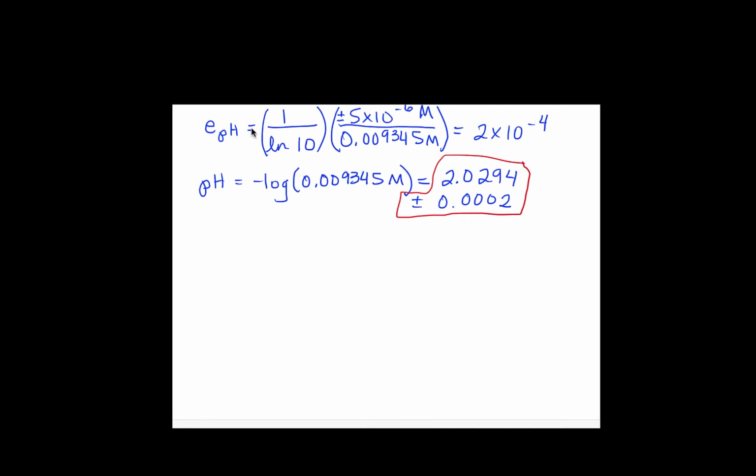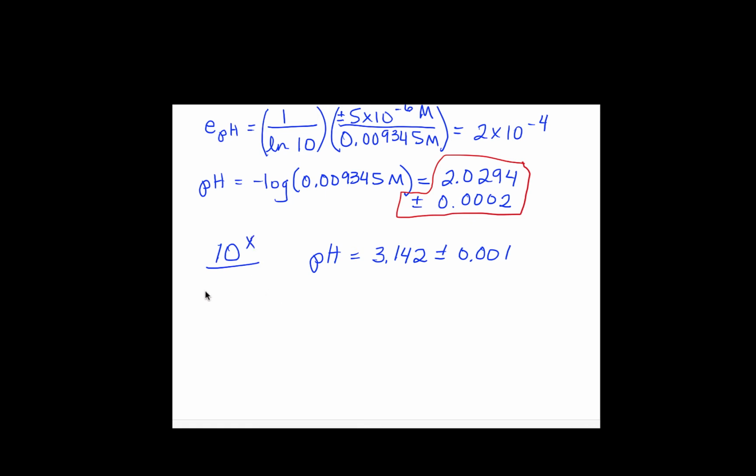So if we want to go the other way around, we have pHs and we want to go to molarity, then we're going to use a 10 to the power of x rule. So let's have an example here. Let's say our pH is 3.142 plus or minus 0.001. And now we want to go and figure out what the concentration plus its molarity is.